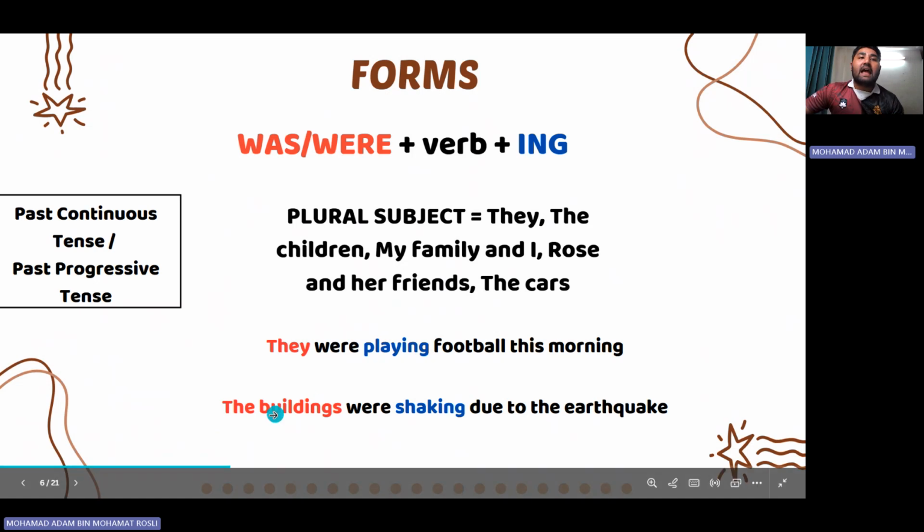The second example is the buildings. As you can see, there is an S here, so it means that this is a plural subject, which is there is more than one building. Therefore, we use were and we add the ing to the end of the verb, which makes the sentence become, the buildings were shaking due to the earthquake.